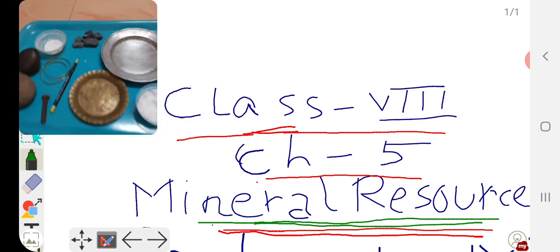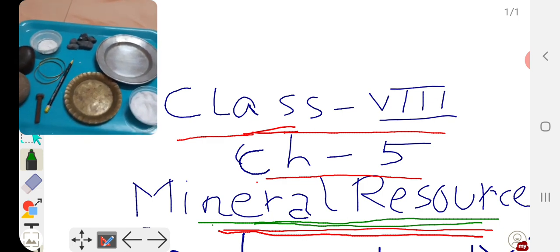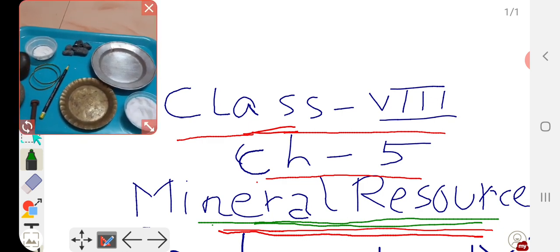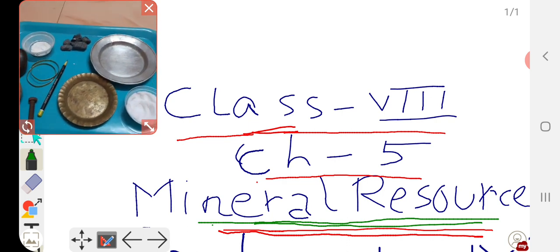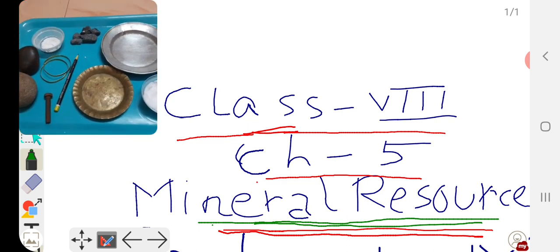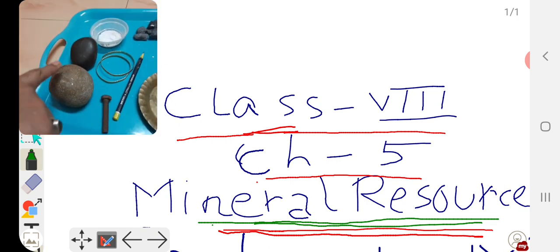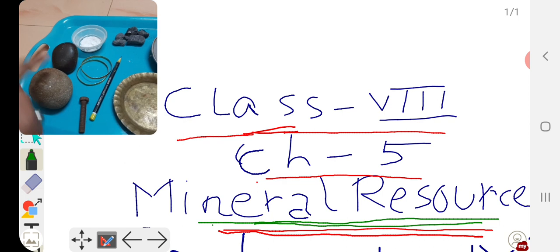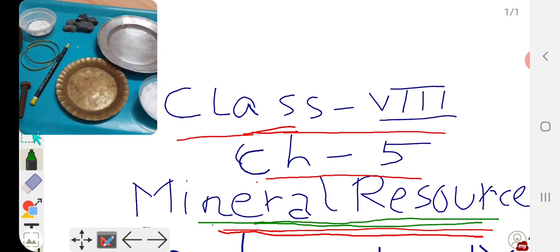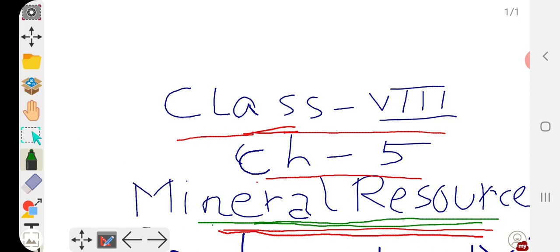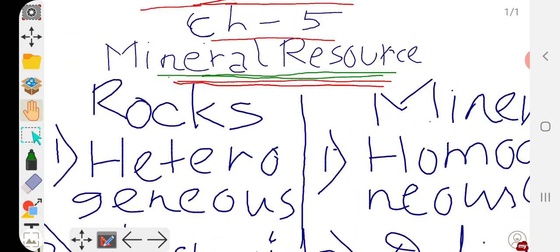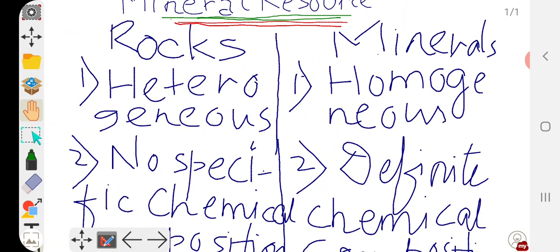Okay. Now let us move to the next part, that is, from where do we get the minerals? We get the minerals from the rocks. So now we will make a difference between rocks and minerals. What is the basic difference between a rock and a mineral? Rocks are heterogeneous and minerals are homogeneous. Hetero means various, homo means one, unique.